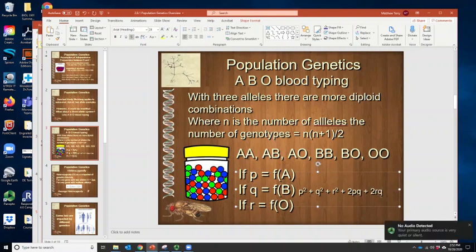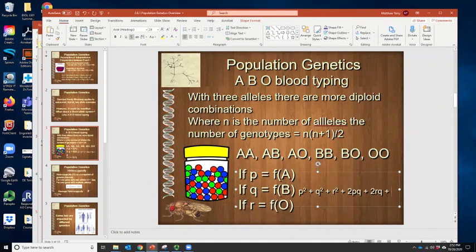So that's the probability of the O allele getting together with the B allele. So that would be the probability of BO. And then finally, we would add in the probability of the last one.